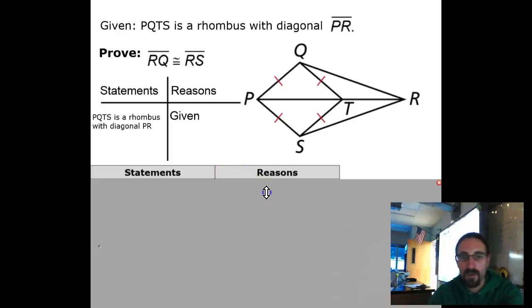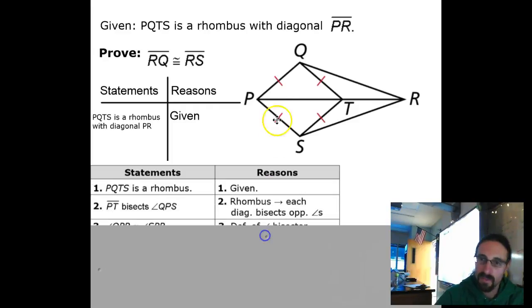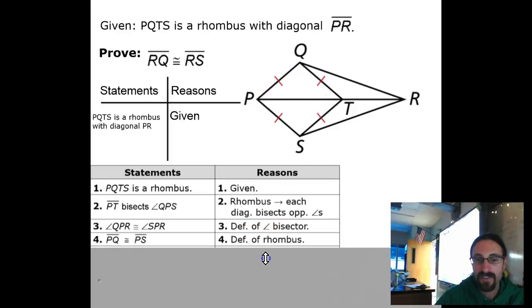Again, you start with your given information, statements and reasons. Here's my given information. Now, this is labeled as already congruent, but you actually need to show that by the definition of a rhombus. Keep that in mind. You have to show that. It's not just given, it just says it's a rhombus. But the other thing is the diagonal bisects these angles right here. And that is really important.